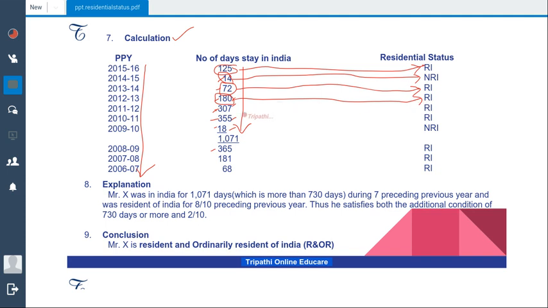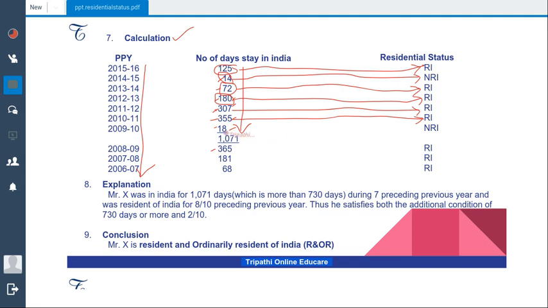Next, 2011-12, we can see it is 307 days, which is more than 182 days. Hence, in this year, he will become resident of India. Same for the next year, 2010-11, you can see it is 355 days. Again, 355 days is more than 182 days, so he will become resident of India.